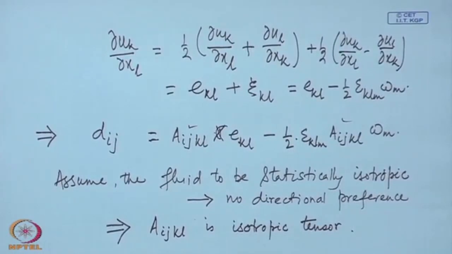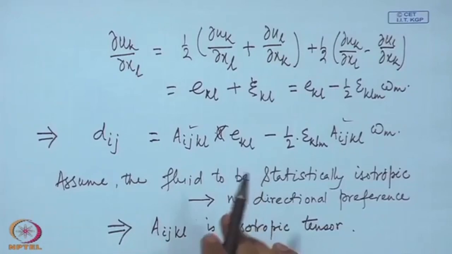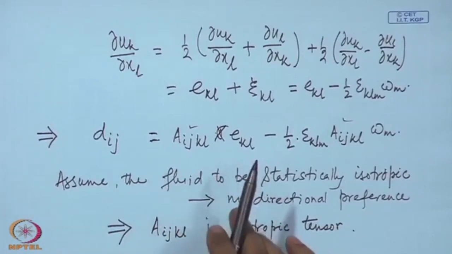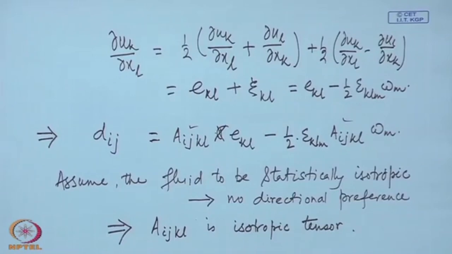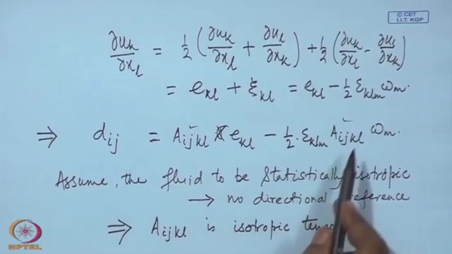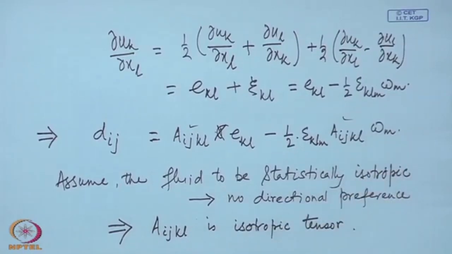Now, before proceeding further, let us look at this way. Think about that there is only a vorticity. A motion is such that the velocity field is such that this E k l is identically 0. Just imagine that we have a situation, the velocity field is such that E k l is 0. Then d i j is given by the second term only, the vorticity term.